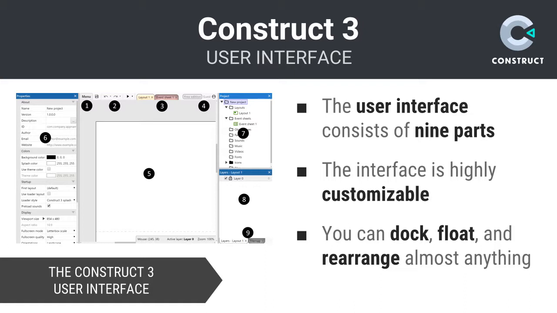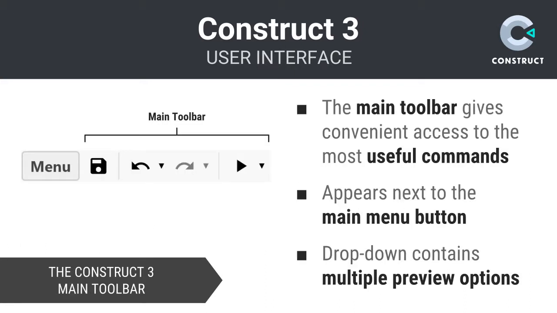It consists of 9 separate parts, as well as a series of toolbars that you can choose to show or hide depending upon what you are focusing on. The user interface is highly customizable, allowing you to float, dock, and rearrange its various toolbars to facilitate your workflow. Some portions of the UI, however, are so essential that they are, for all intents and purposes, immovable.